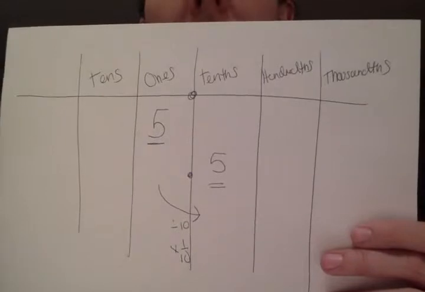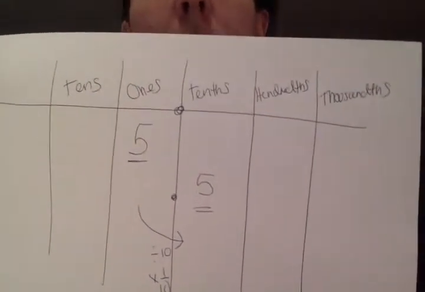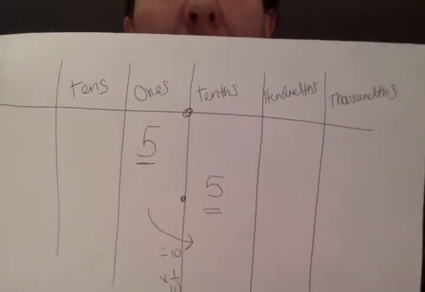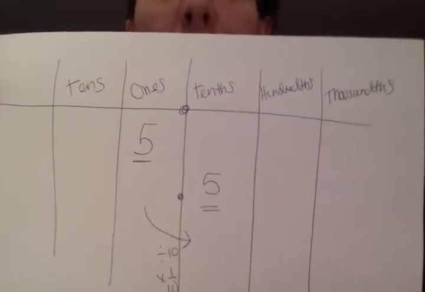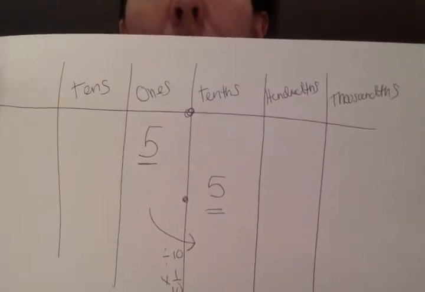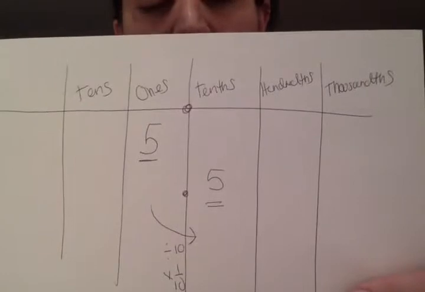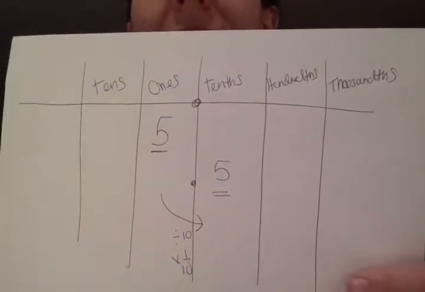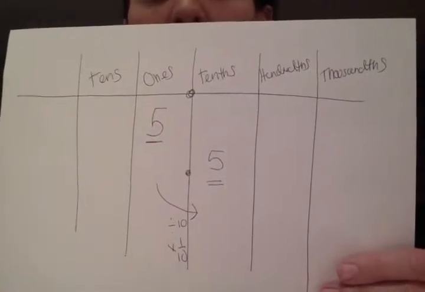When you're moving to the right, numbers get smaller. When you're moving to the left, numbers get bigger. When we're talking about place value, we're always talking about tens. When moving to the left, we multiply by 10. Moving to the right, we divide by 10. Another way to divide by 10 is to multiply by 1/10.